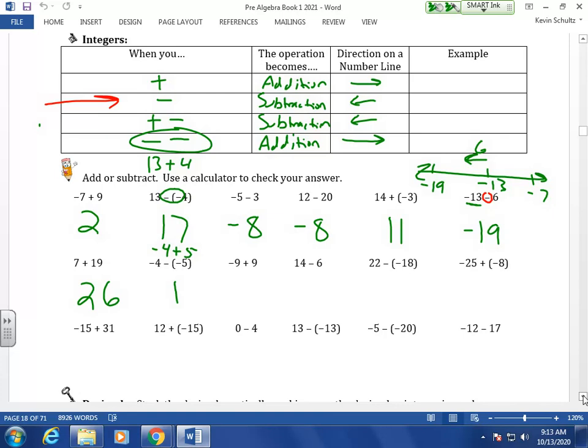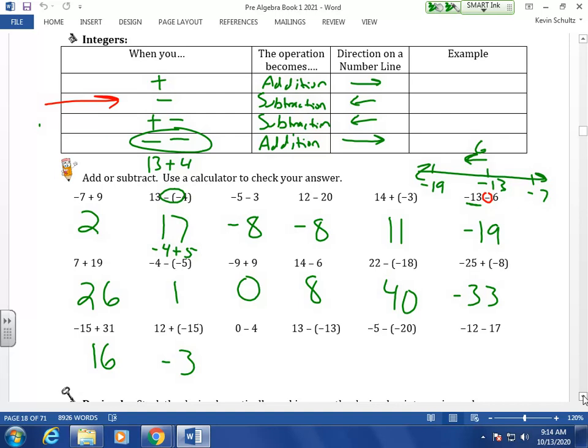Negative 9 plus 9. 0. 14 minus 6. 8. 22 minus negative 18. 40. Another addition one there. Negative 25 plus negative 8. Negative 33. Adding a negative is the same as subtracting. Negative 15 plus 31. 16. 12 plus negative 15. Negative 3.